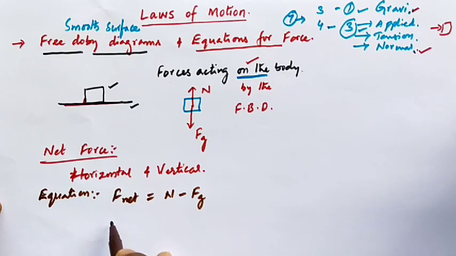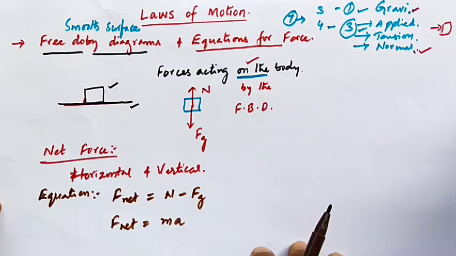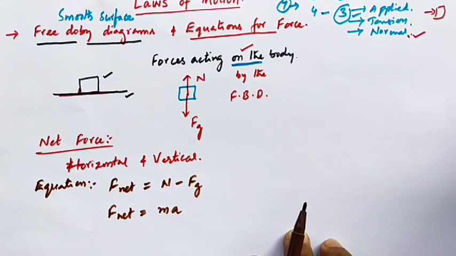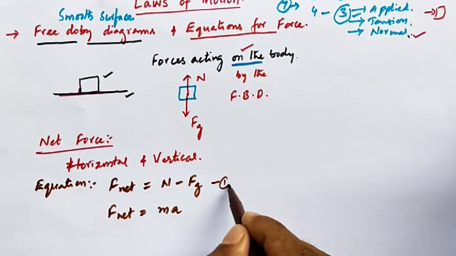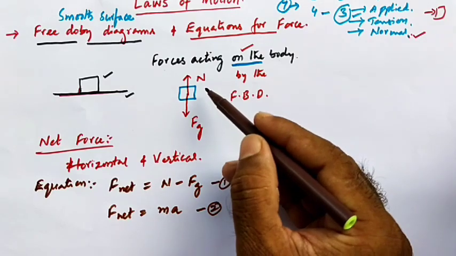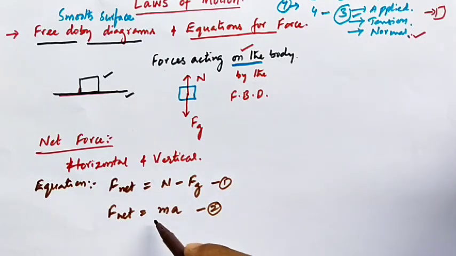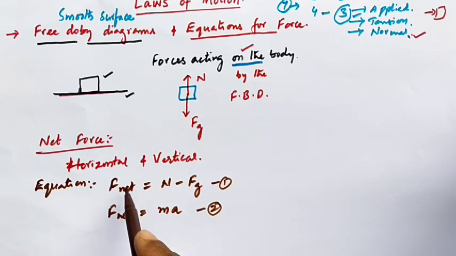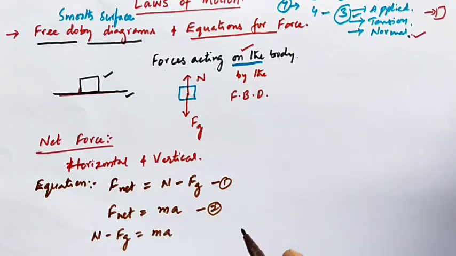Now from Newton's second law, what is the net force? From Newton's second law, F net is equal to m times a. Now we have two equations: equation 1 is from the free body diagram, and equation 2 is from Newton's law. These two equations we can combine because the left hand sides are equal, so N minus Fg is equal to ma.